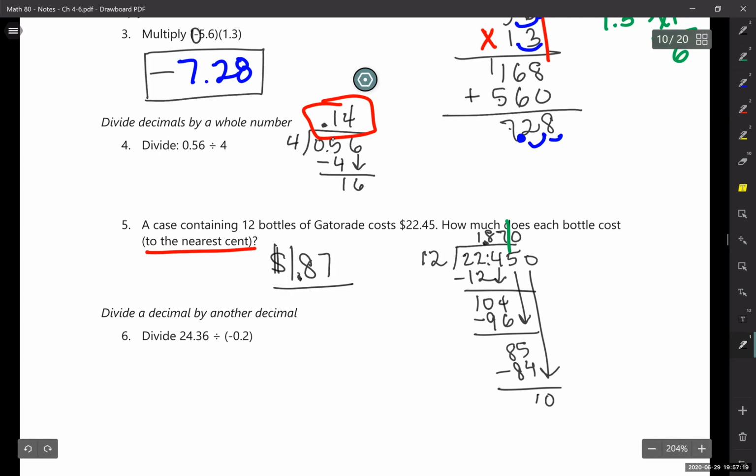And you might say, why did we even do that extra step if we weren't even rounding? Well, how did we know we weren't rounding until we got that 0? So we have to keep going until we see what that number tells us to do.